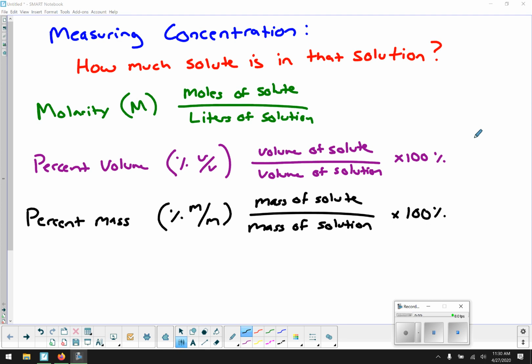Percent volume is what you see with lots of things, but for instance, alcohol. If you buy beer or wine, it will have an ABV, alcohol by volume. That's the percent of ethanol in that volume of beer. So if you have a 12-ounce bottle of beer and it's 5% ethanol, 5% alcohol by volume, you have 5% of 12 ounces, or 0.6 ounces, and yes, American units are terrible, but 0.6 ounces of alcohol in that whole amount of beer, in that whole solution.